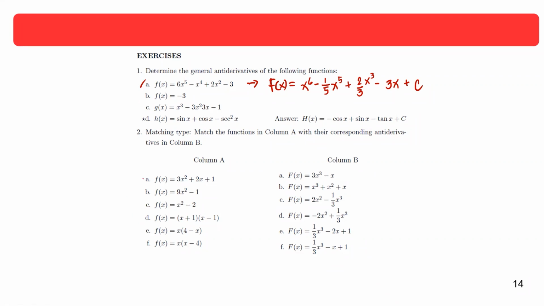Now, can you answer letter A of number 2? Let's start with letter A first. Letter A is matching with letter B in column B. Very good. So it matches with B. It's harder now because you're given the small function and you're getting the antiderivative, as opposed to the earlier matching type where you're given the function and just get the derivative of that. Now it's the reverse. You're getting the antiderivatives.